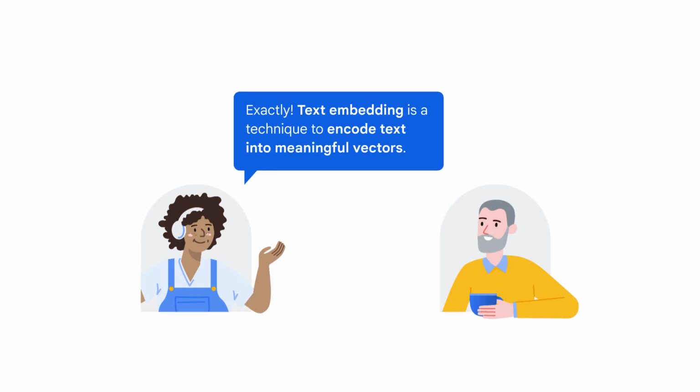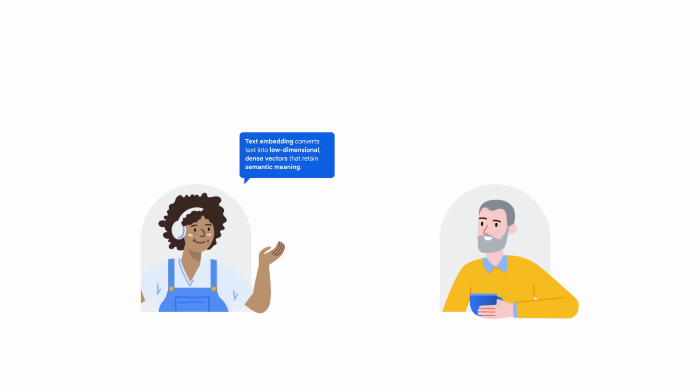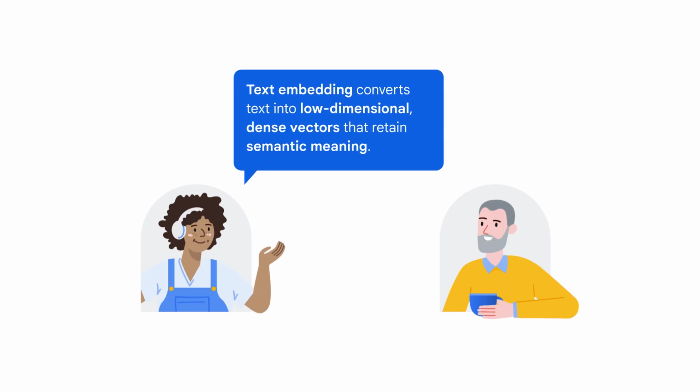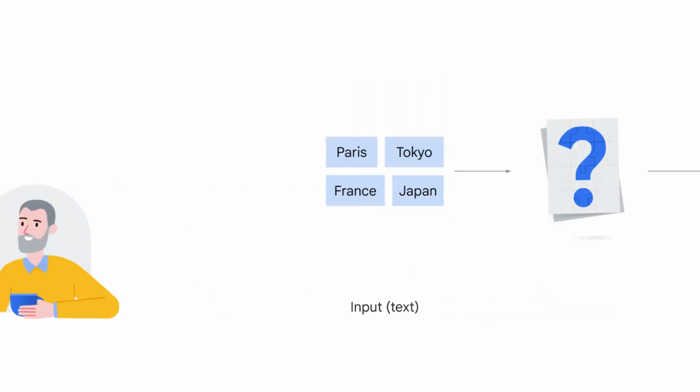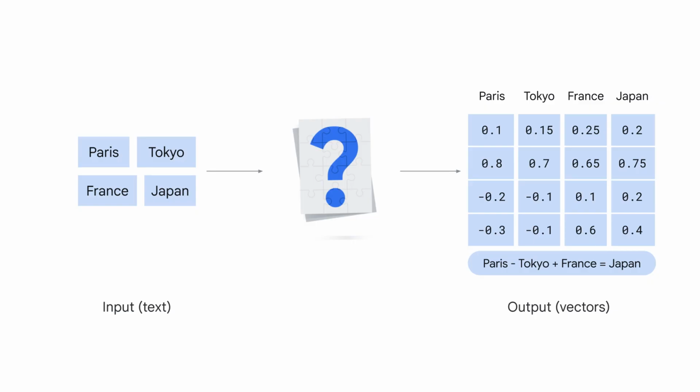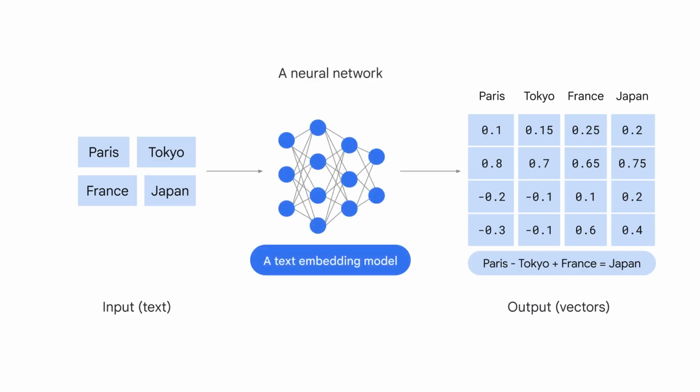Exactly. Word embedding, or text embedding in a broader sense, is a technique to encode text into meaningful vectors. Compared to basic vectorization techniques like one-hot encoding, text embedding converts text into low-dimensional, dense vectors that retain semantic meaning. Now I understand the idea of embeddings, but how can I develop such an encoding system to turn text to vectors? Instead of manually specifying the values for the embedding, you train a neural network to learn those numbers.